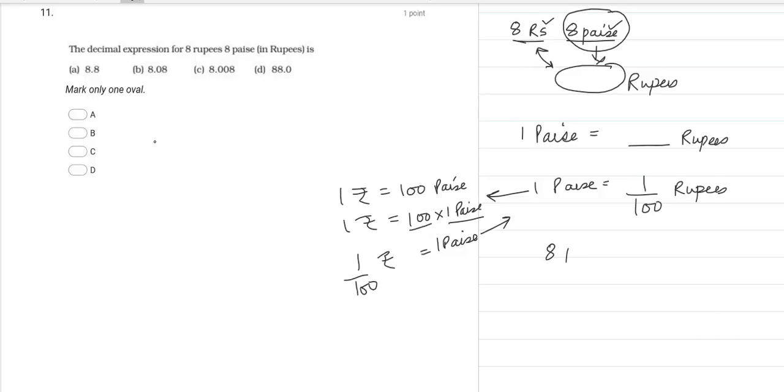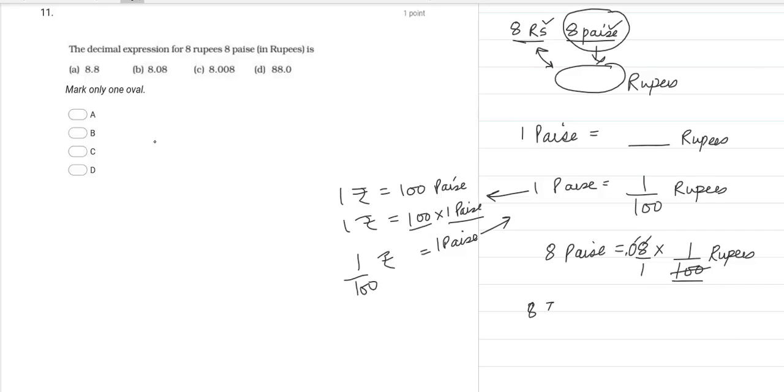That means 8 paisa equal to how much? 8 into 1 upon 100 rupees. Easy. So we can take 8 as 8 upon 1. Now we can cut these using 2, using 4 also, but it is not recommended. When you have a very good number like 10, 100, 1000, 10,000, lakh, why cut and waste our time? Just cut the zeros. There are 2 zeros over here. So what will happen? We have 8 over here. We will add 1 zero. Now 2 digits and a decimal. So the answer is 0.08 rupees. 8 paisa is 0.08 rupees.